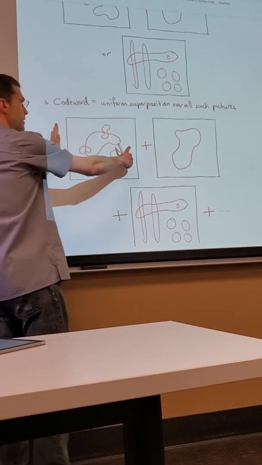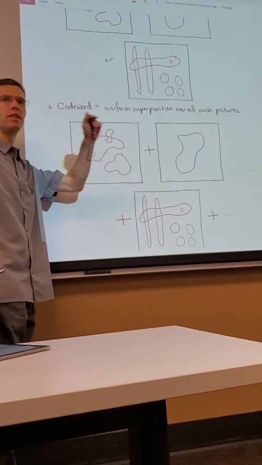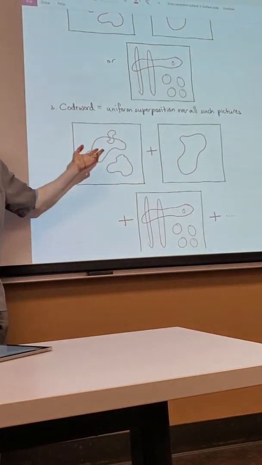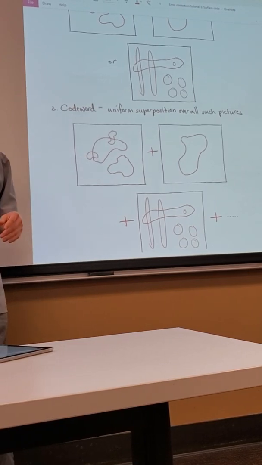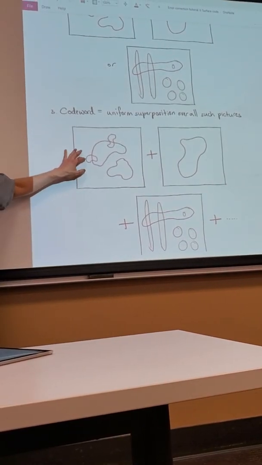It's going to be ket this plus ket this plus ket this. It's going to be a uniform superposition over every picture. Of course there's infinitely many pictures, so let's pretend that makes some mathematical sense. Right, so that'll be my encoded state.